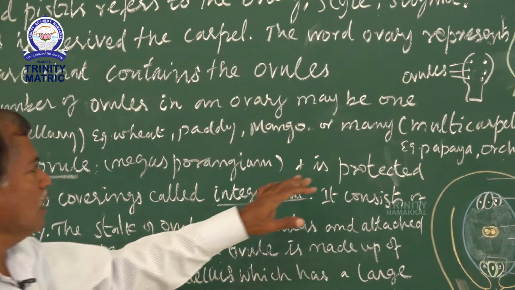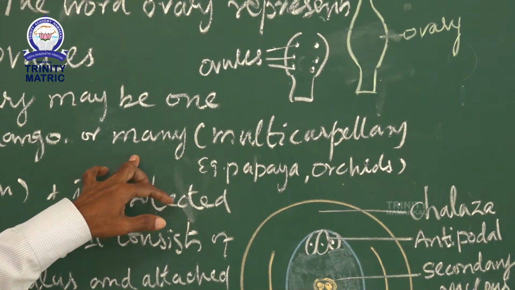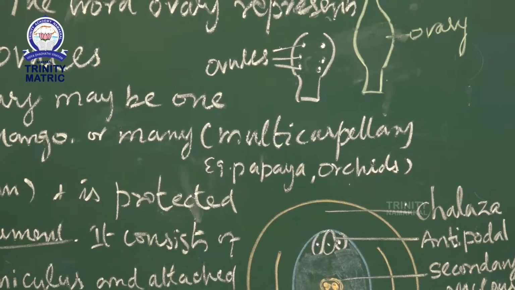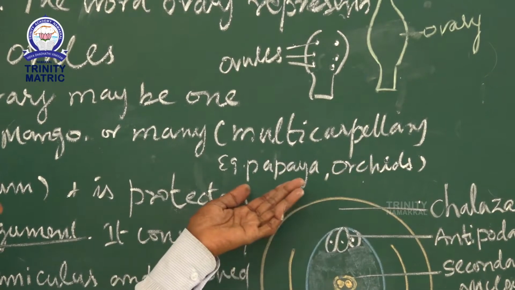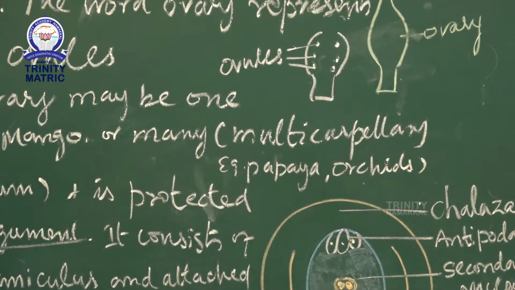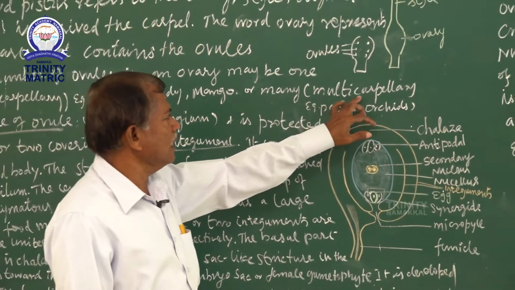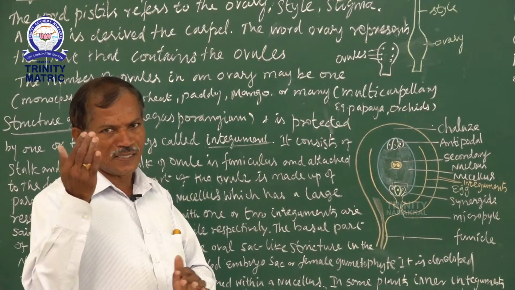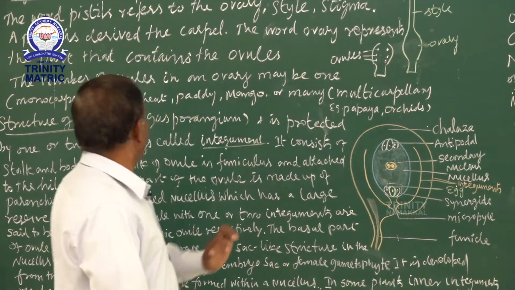Some plants have more than two or five. They are called multicarpellary. Examples: papaya, orchids, tomato, brinjal and jackfruit. These are the examples of multicarpellary fruit. Sometimes it is asked about monocarpellary; the example is given in your question paper: find the odd one out. So this is monocarpellary and multicarpellary.